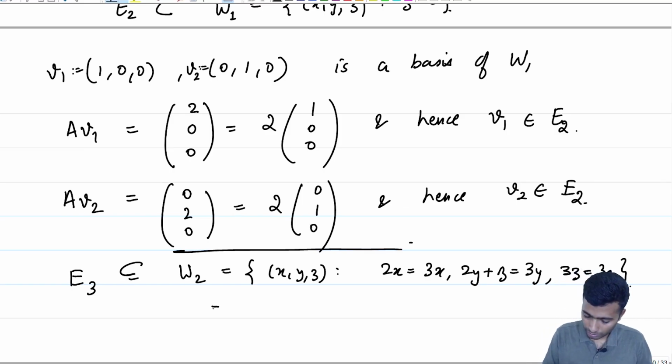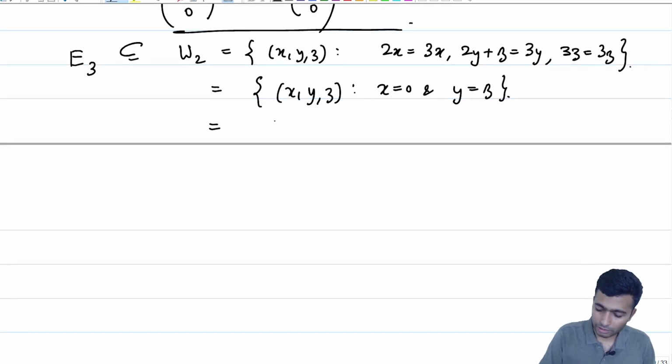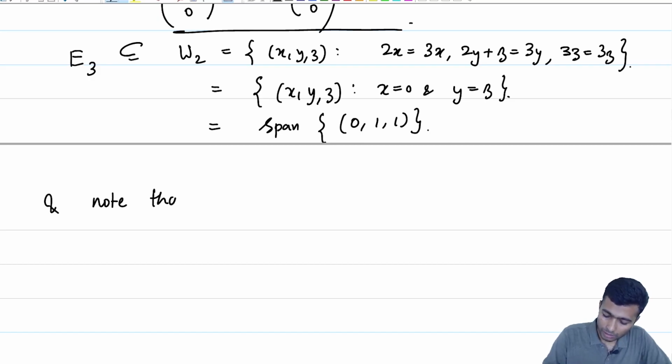So, this is equal to the set of all x, y, z such that x is equal to 0 and y is equal to z, which is the span of (0, 1, 1). I will leave that to you to check that this is the span of (0, 1, 1), and note that V3 equal to (0, 1, 1) belongs to E3.